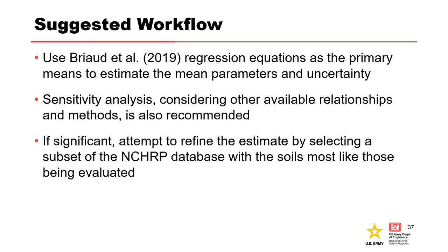Since the NCHRP dataset is the most comprehensive compilation and analysis to date, it is suggested to use Briot et al. 2019 regression equations to estimate the mean parameters and uncertainty. A range of input parameters should be considered, and the output should be varied by at least an order of magnitude to see if effects are significant.